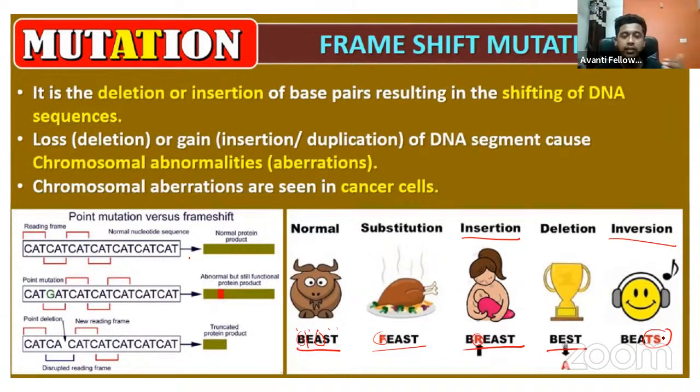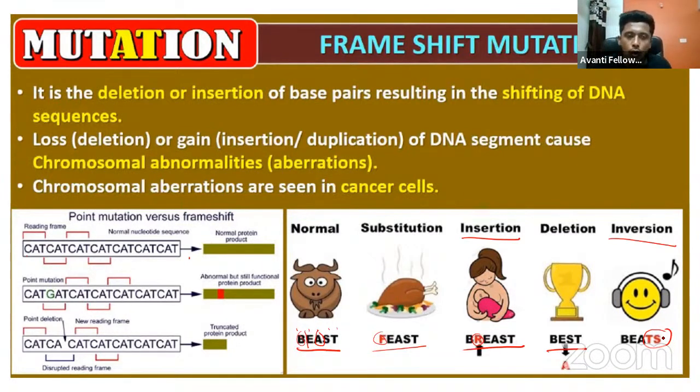So whenever an entire reading frame is affected, the entire meaning of the gene and the following mRNA, and how it has to produce the protein, everything will change. So that is called a frame shift mutation, and that is due to substitution, insertion, deletion, inversion, etc.